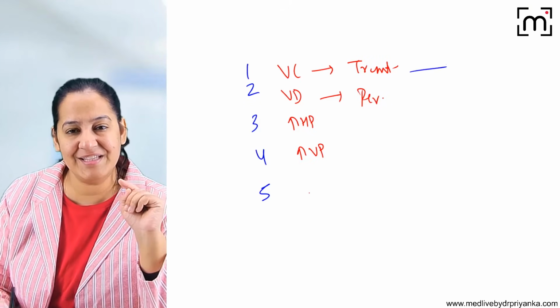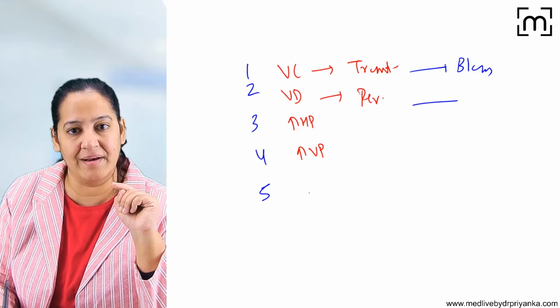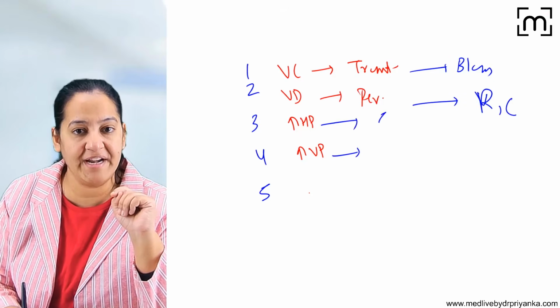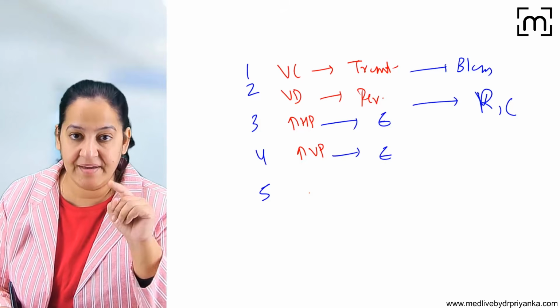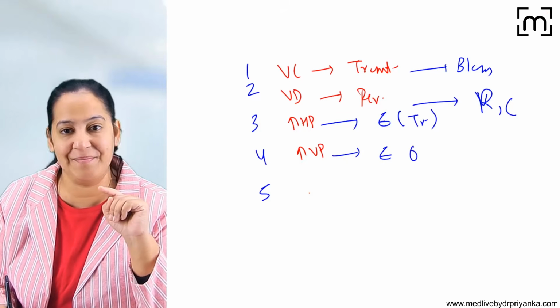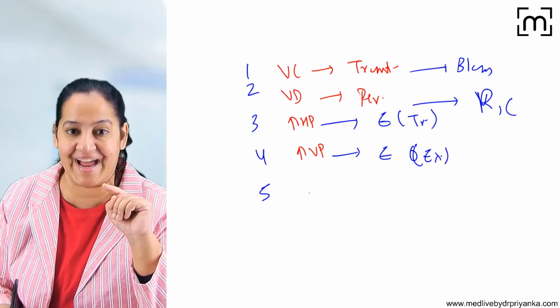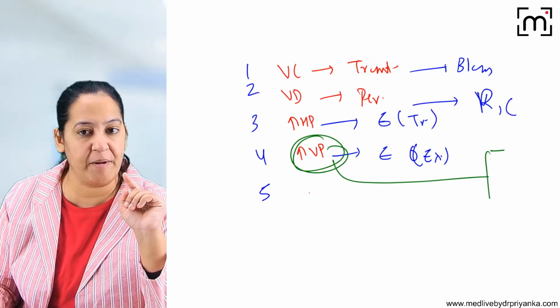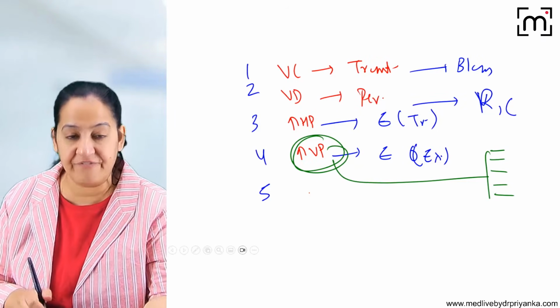You've already seen this one leads to blanching. This one leads to rubor and calor. This one leads to edema. This one also leads to edema, but here edema is transudate in nature, and here edema is exudate in nature. We have already seen that. Now there are 5 mechanisms of increased vascular permeability. You know the mechanism. Now coming to the fifth and last step.